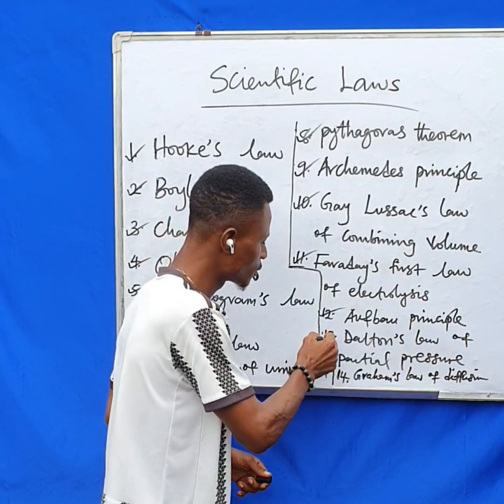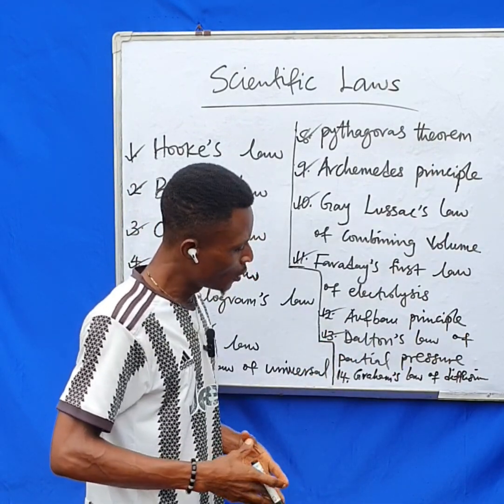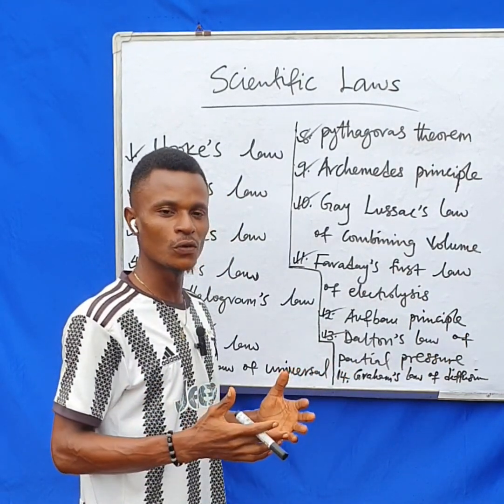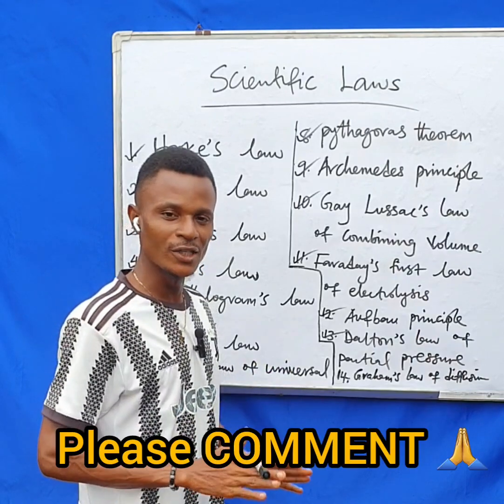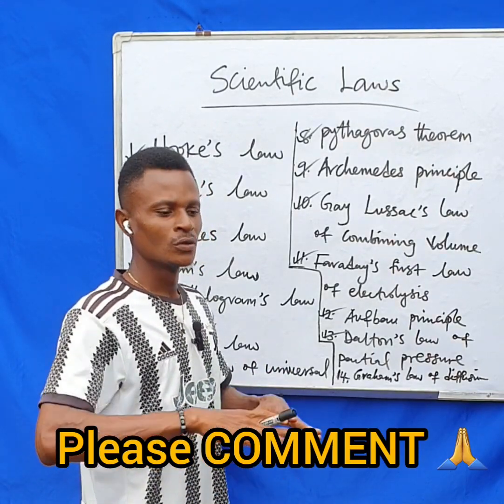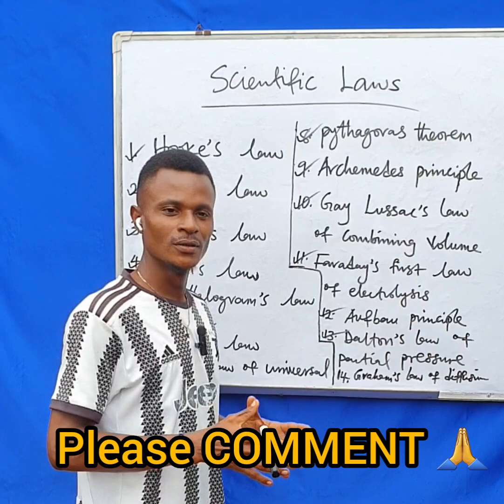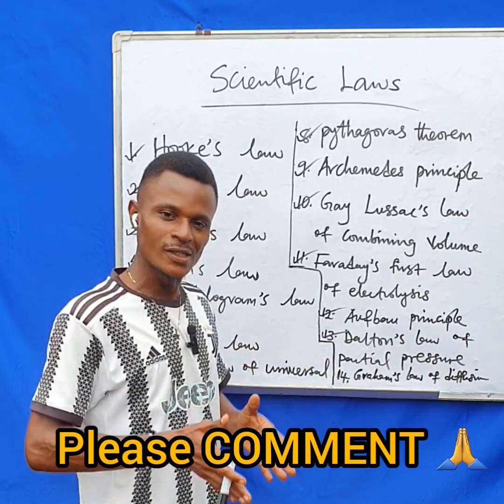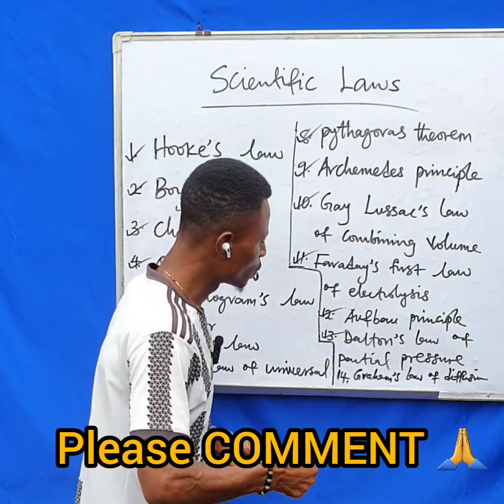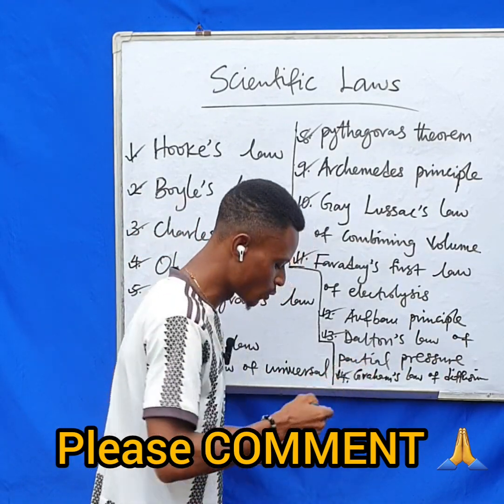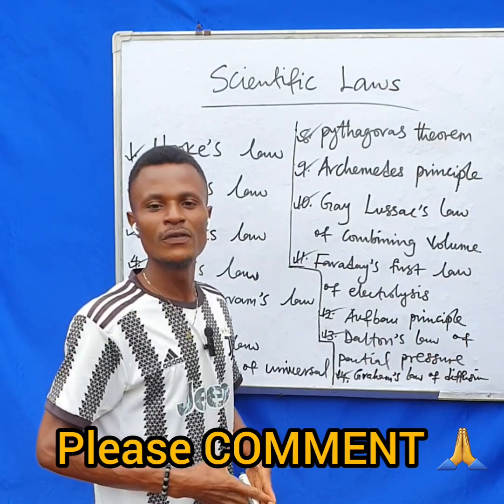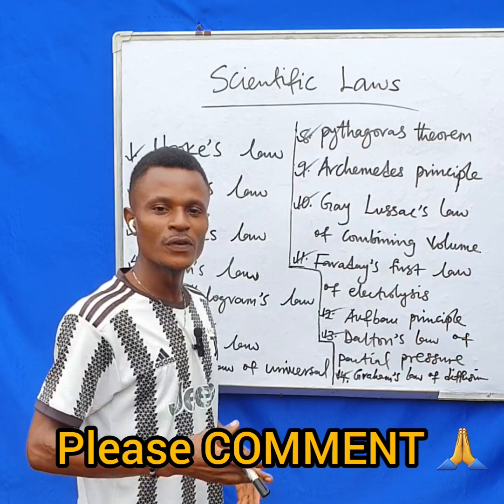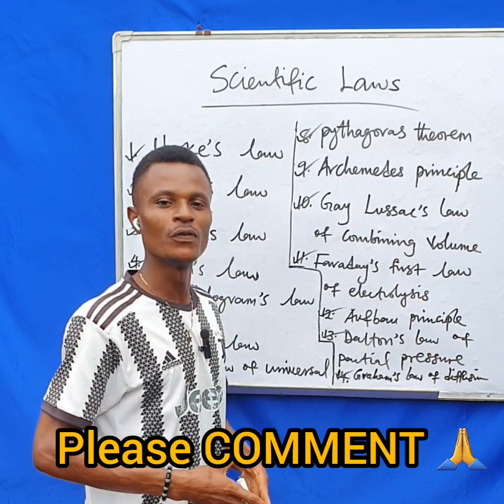Next is Dalton's law of partial pressure. Dalton's law of partial pressure states that if a container contains a mixture of gases which do not react chemically together, the total pressure exerted in the container will be equal to the sum of the partial pressures of the individual gases in the container. The last on the list is Graham's law of diffusion. Graham's law of diffusion states that at constant temperature and pressure, the rate of diffusion of a gas is inversely proportional to the square root of its density.